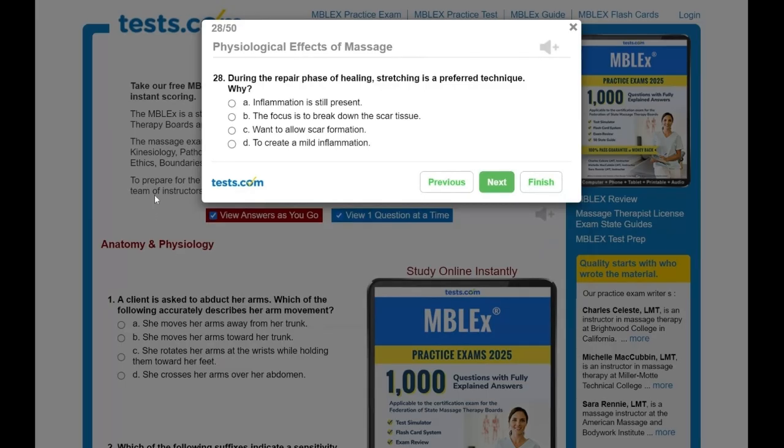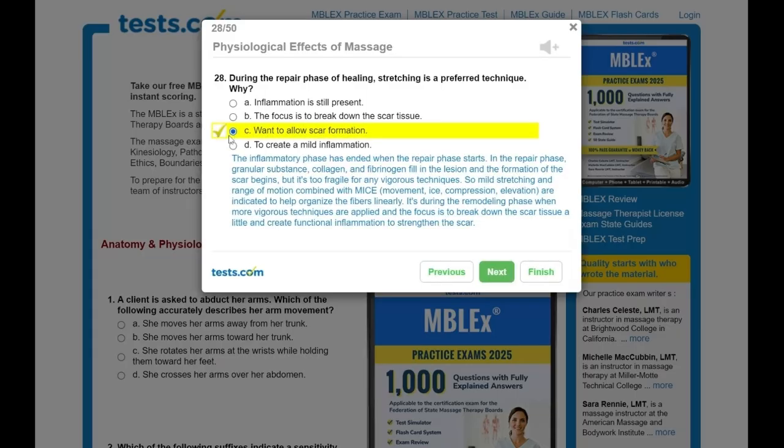Question 28. During the repair phase of healing, stretching is a preferred technique. Why? A. Inflammation is still present. B. The focus is to break down the scar tissue. C. Want to allow scar formation. D. To create a mild inflammation. C. Want to allow scar formation.